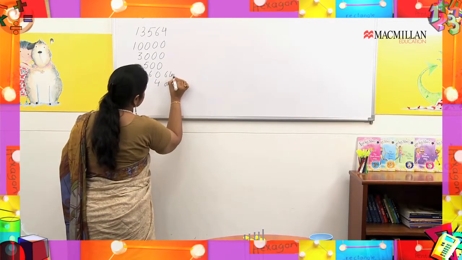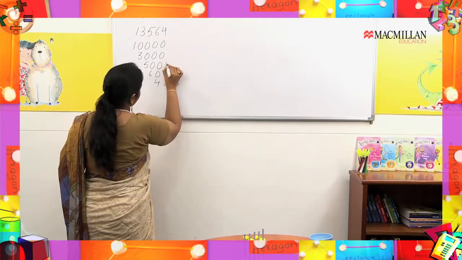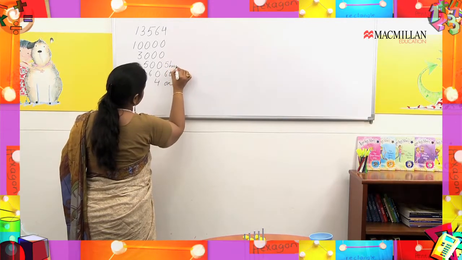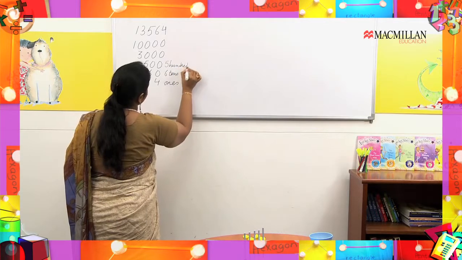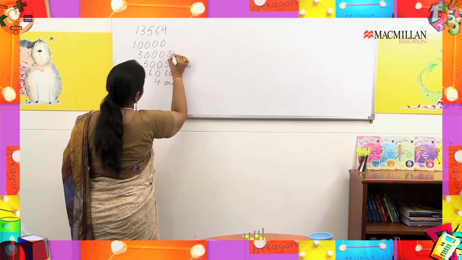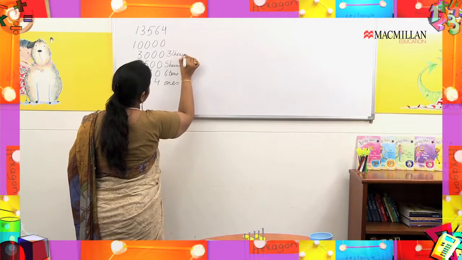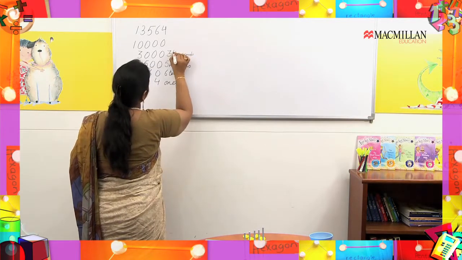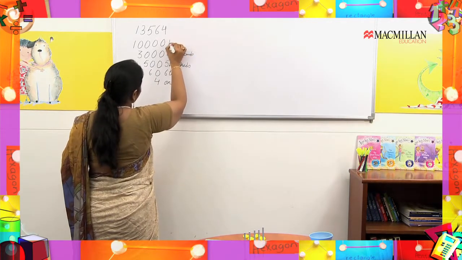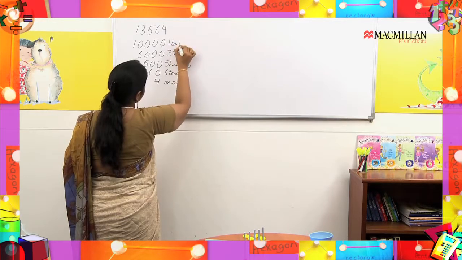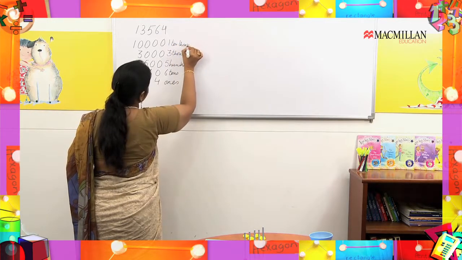6 tens, 5 hundreds, 3 thousands and 1 10,000.